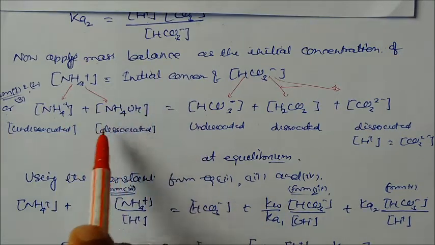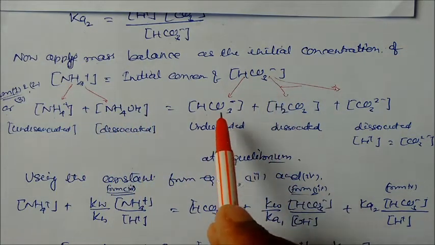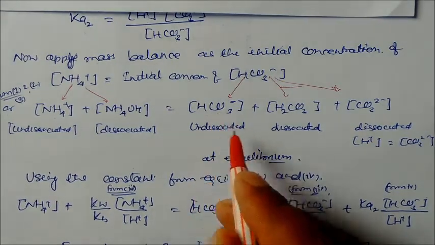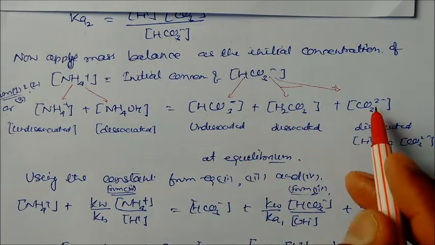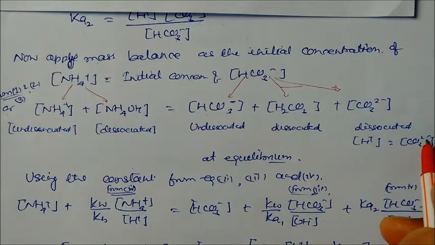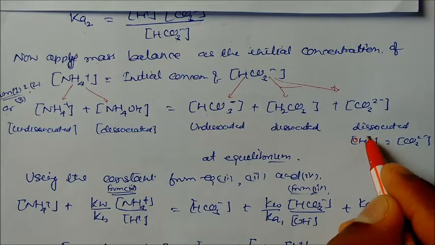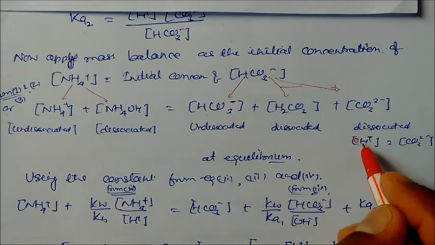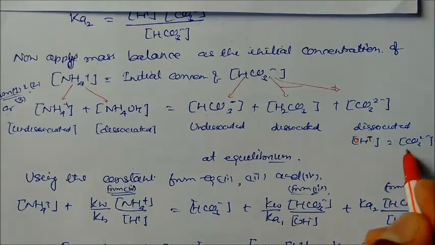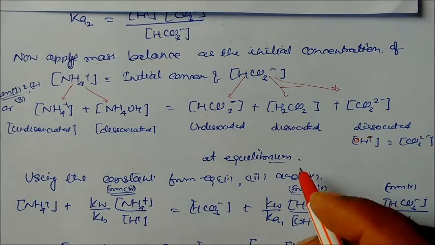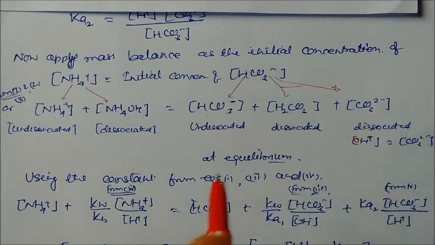We are taking only the mass balance, and carbonate is giving CO3 minus. So this is the undissociated bicarbonate, this is the dissociated, and instead of H plus we will take CO3 minus, H plus, or you can say OH minus equal to the equilibrium concentration of the carbonate. So it will be equal to this at equilibrium.